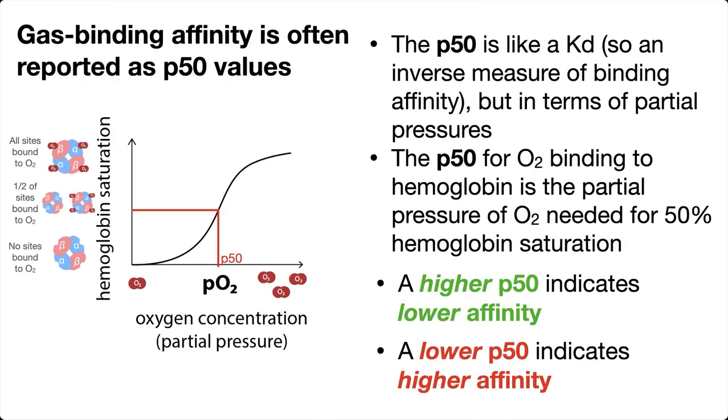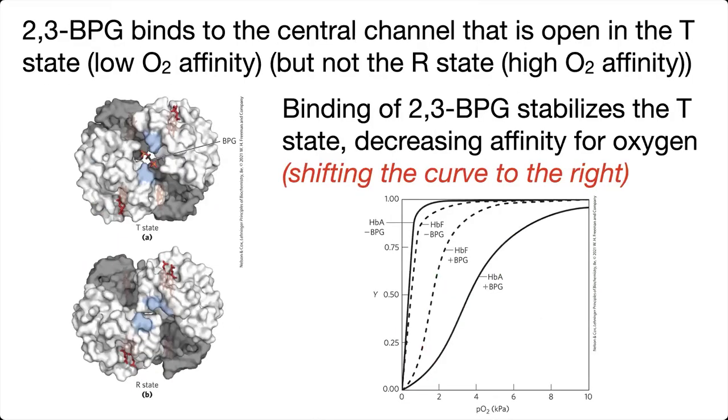We can see effects of modulators if we look at binding curves, and the P50 is similar to the KD, but it's in terms of gases. And so we can see evidence of cooperativity in hemoglobin saturation curves, and we can see changes in the affinity of the hemoglobin when modulators are around by looking at whether the curve shifts to the right or to the left. If we have a negative modulator, it'll shift things to the right, which is the case with 2,3-BPG. But if we have a modulator that increases the affinity, we'd be shifting to the left.